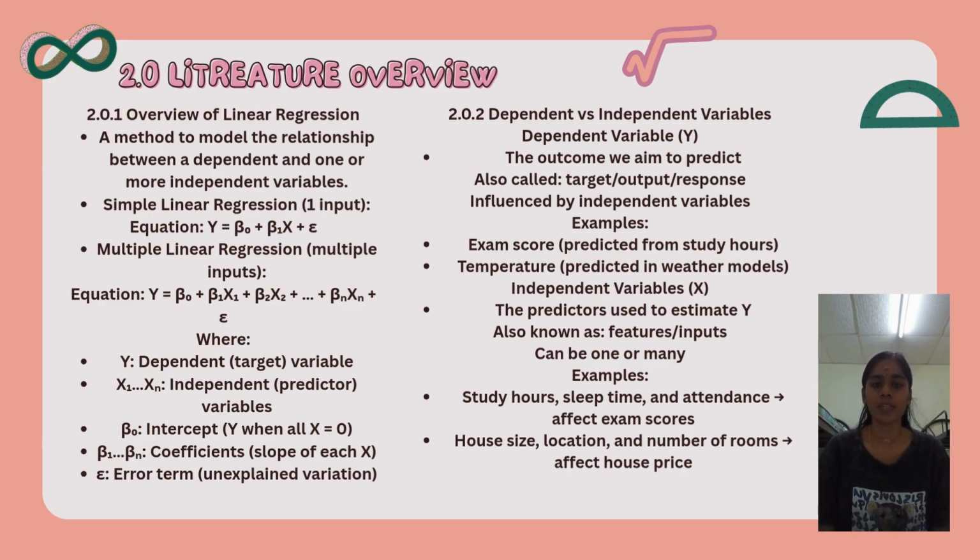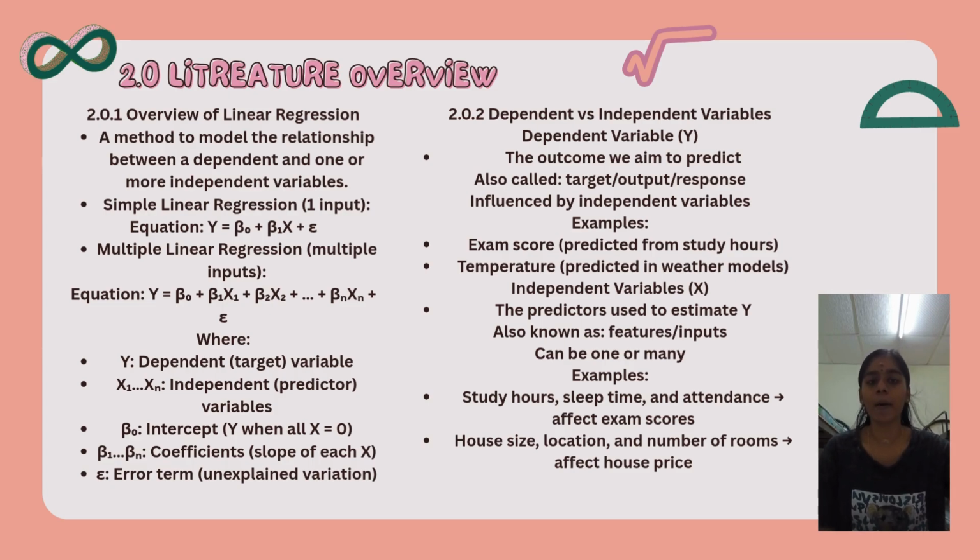variables. There are two types. For simple linear regression, we use one input variable. Here, y is the value we want to predict, x is the input, b0 is the intercept, b1 is the slope, and e is the error term. For multiple linear regression, we use more than one input. The equation allows us to predict y using multiple factors like x1, x2, and so on.